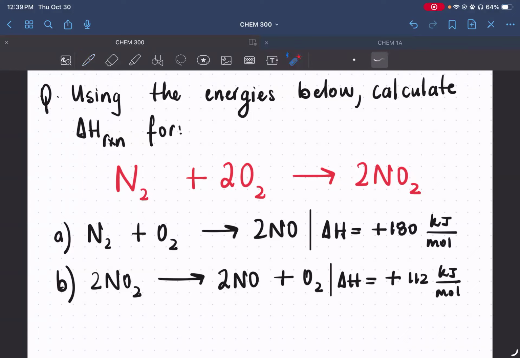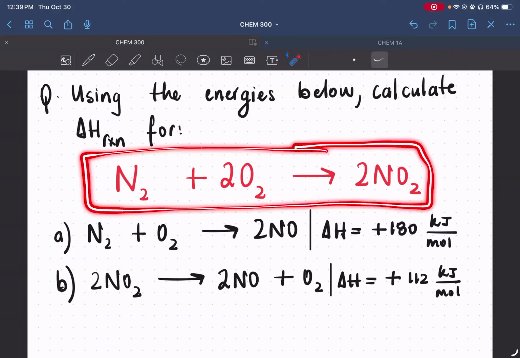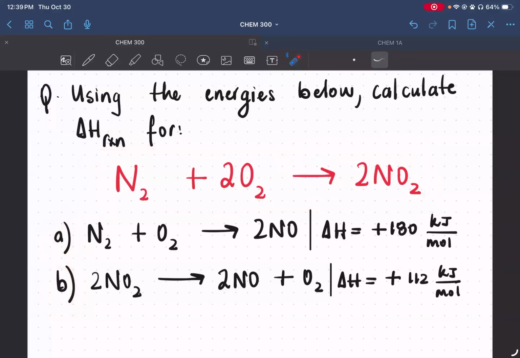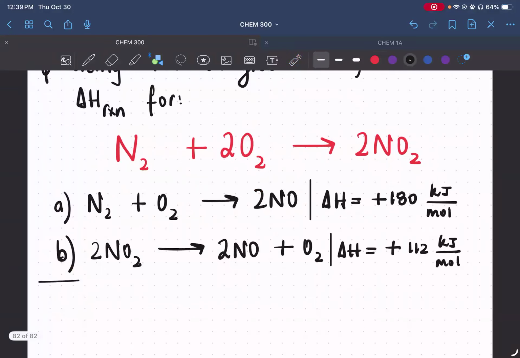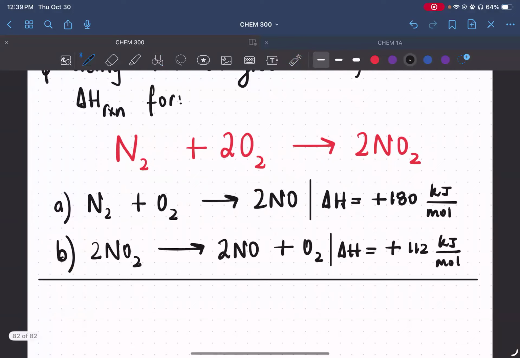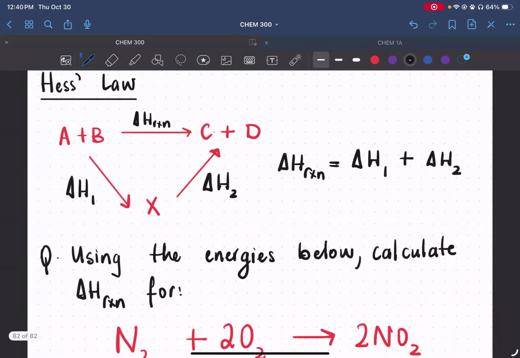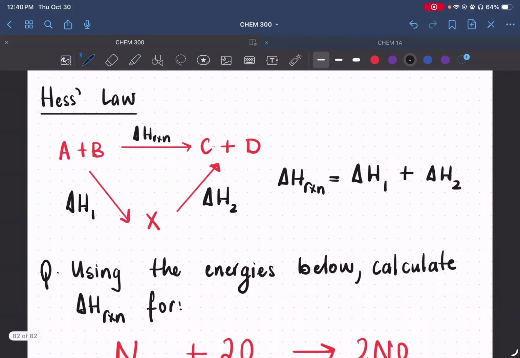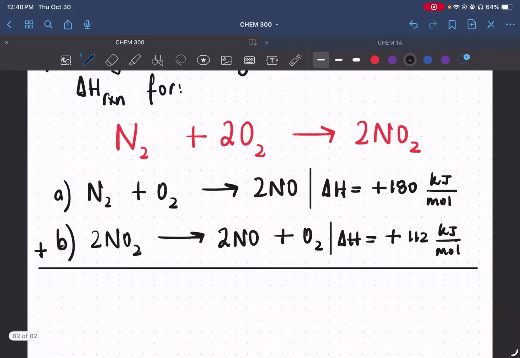So we are trying to find the overall energy of this reaction right here, and we're given the energies of individual reactions below. What we are going to do is add these reactions together, just as we did up here. The overall reaction is just the sum of the individual sub-reactions. We're going to add it all together. But we need to be sure that everything is correct.